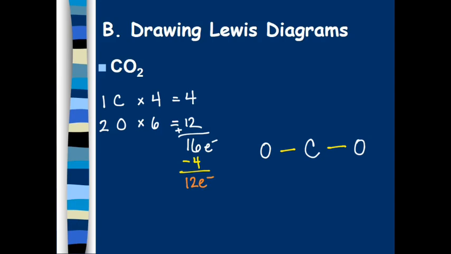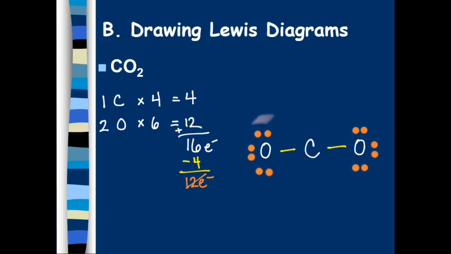Step 4 says distribute those 12, recall exceptions to the octet rule. Oxygen and carbon, neither of those are in groups 1, 2, or 13. So all of them need 8 electrons around them. So start with your dots on the outside, and we'll work our way in. So those 12 dots are going to look like this. 2, 4, 6, 8, 10, 12. I just distributed all 12.